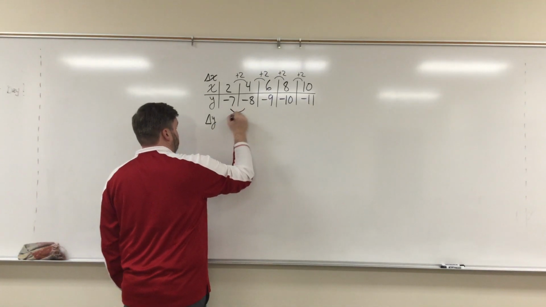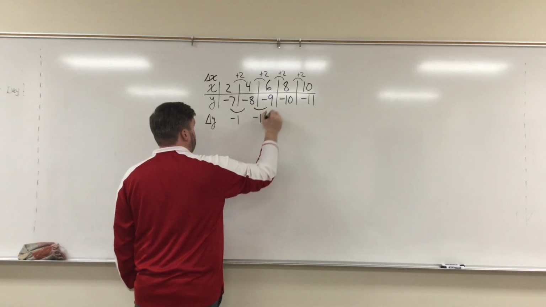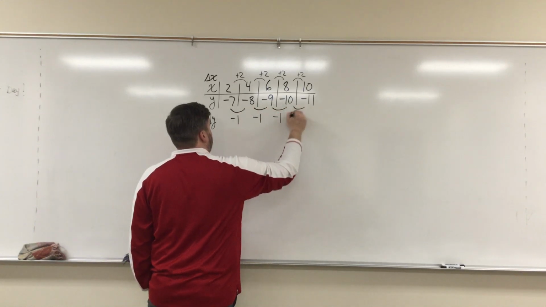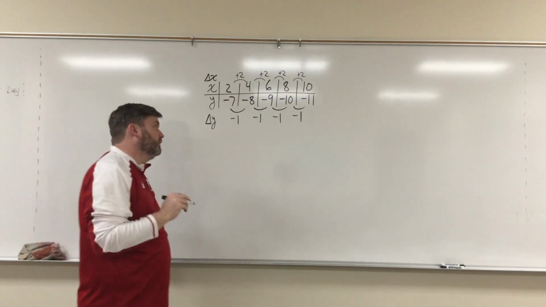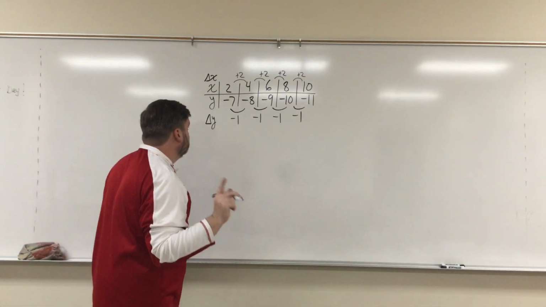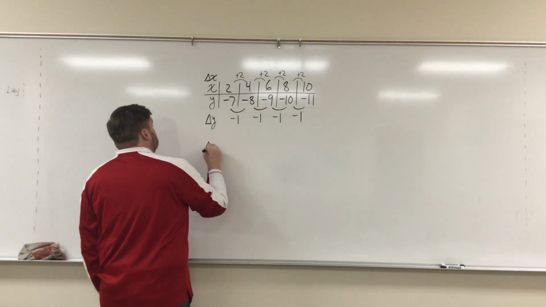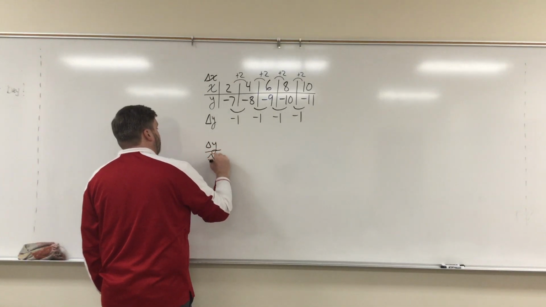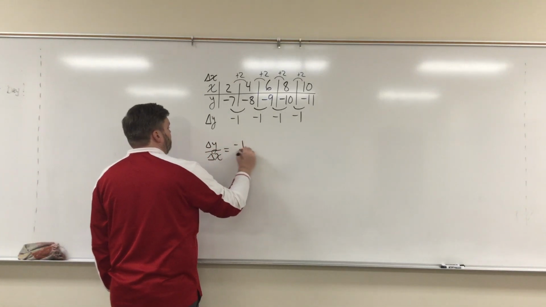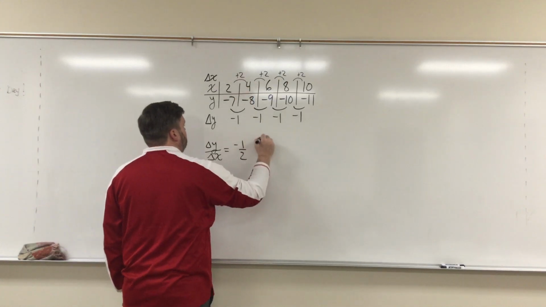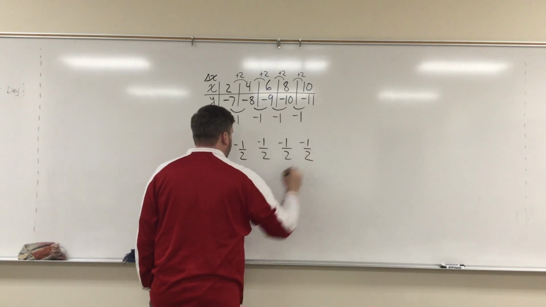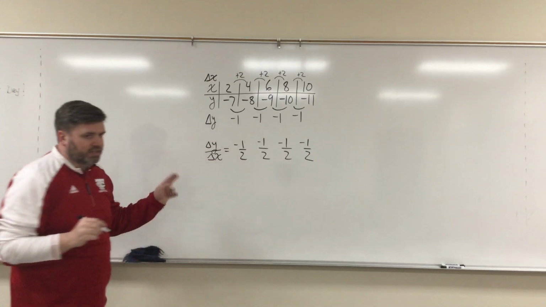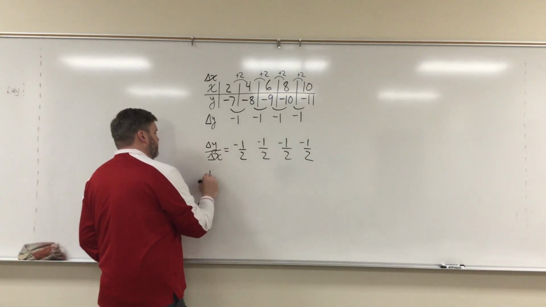-7 to -8 is one smaller. So all these end up being -1. I know there's a pattern there. I know that means it's linear, but don't look for a pattern. So change in y over change in x is -1/2, -1/2, -1/2, -1/2. So yes, there is a constant rate of change, so this one is linear.